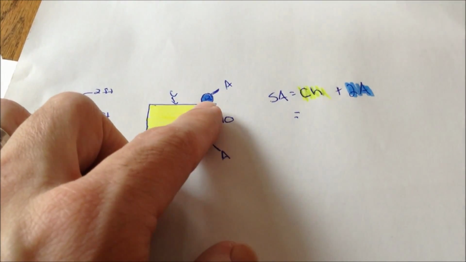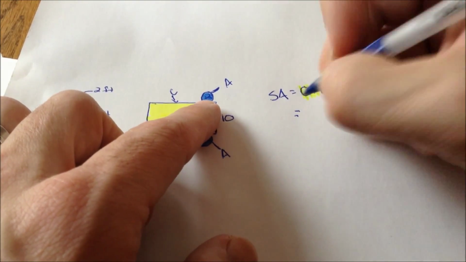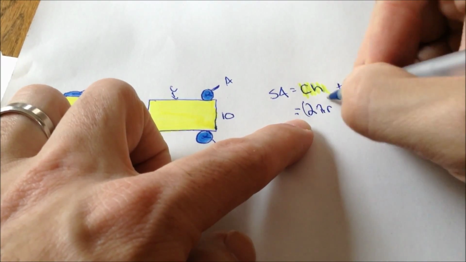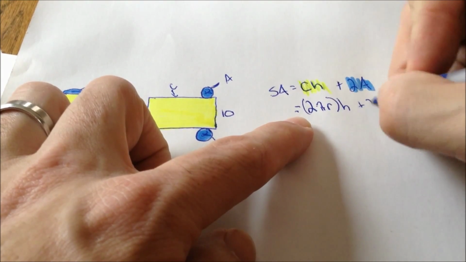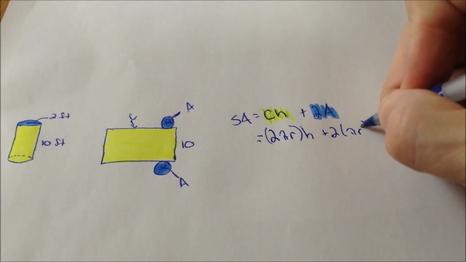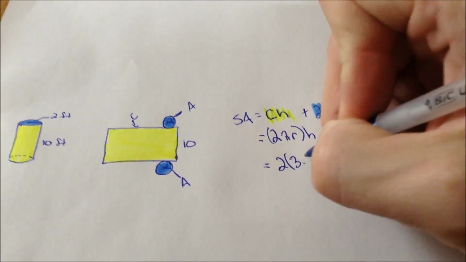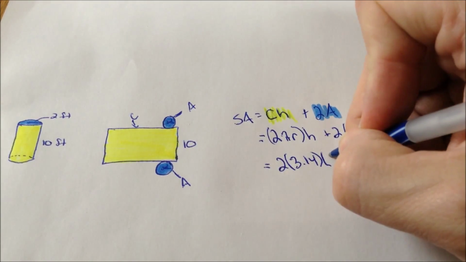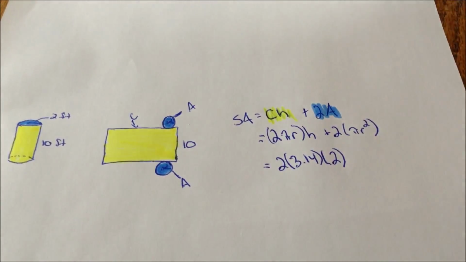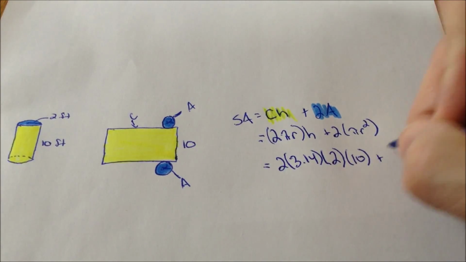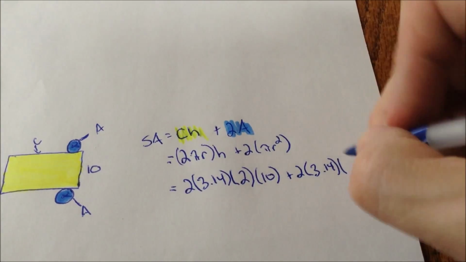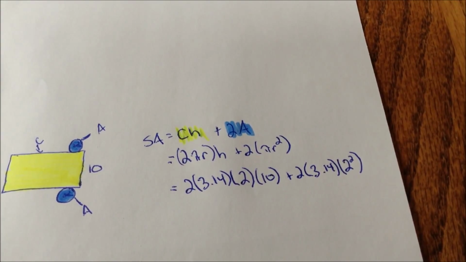Before I can do circumference, I have to figure out what that is. So I know circumference is 2 times pi times radius times the height, and I know that my area is pi times radius squared. 2 times 3.14 times the radius of my circle, which was 2, and the height of my shape, which is 10, plus 2 times 3.14 times the radius of my circle squared, so the 2 squared.